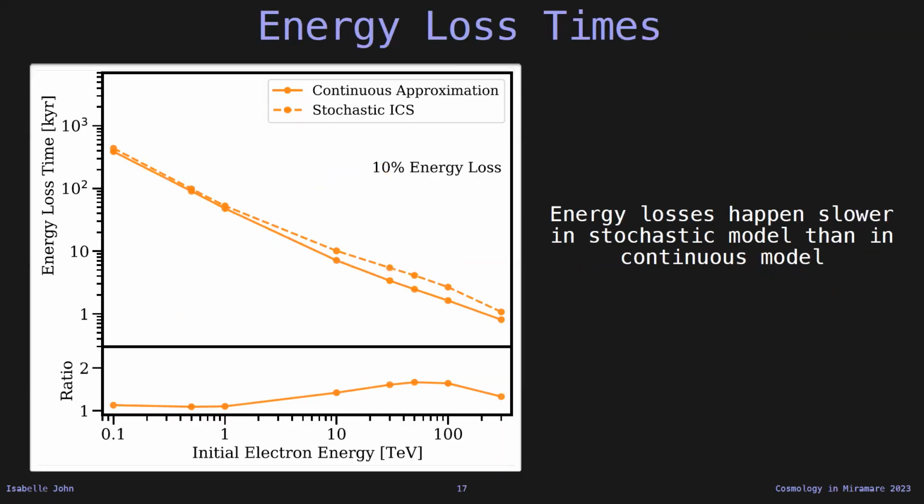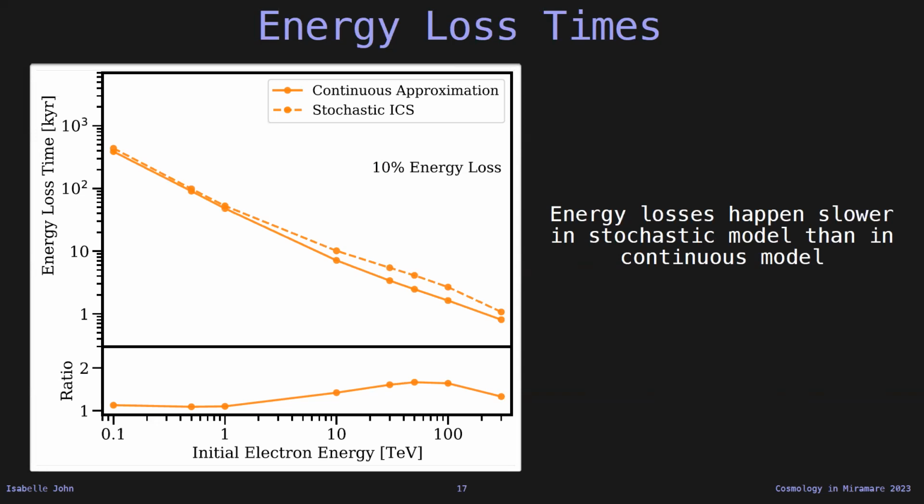And then I also have this plot that shows the loss time, the time that it takes to lose a certain amount of energy. In the solid line, we have the continuous approximation, and in the dashed line, we have the stochastic model. You can see that energy losses take longer in the stochastic model. This is because in the continuous model, energy losses happen immediately. The electrons are produced and they lose energy according to some average inverse Compton.